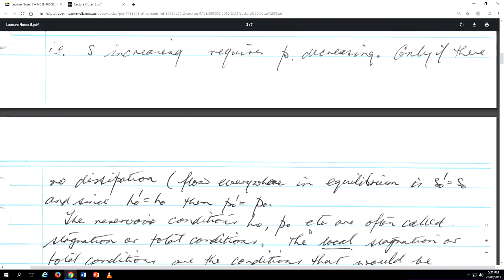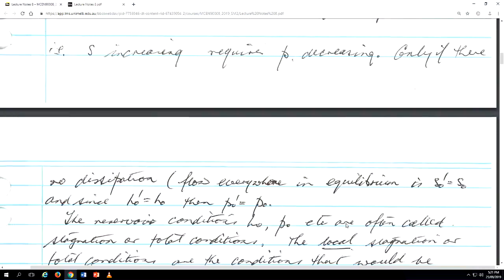Only if there is no dissipation, and flow everywhere is in equilibrium, is it true that the downstream entropy, S naught prime, is equal to S naught. And since H naught prime is equal to H naught, it follows that P naught prime, the downstream reservoir pressure, is the same as what it was upstream.